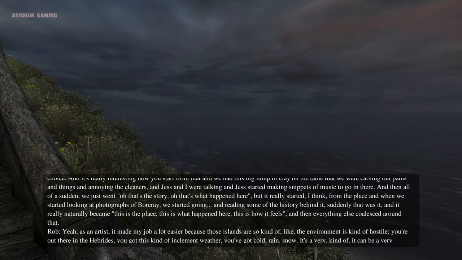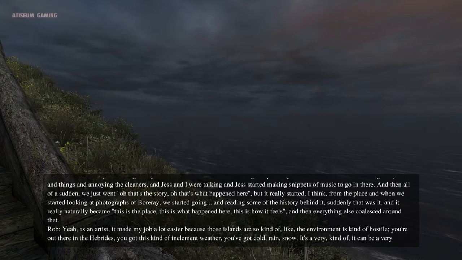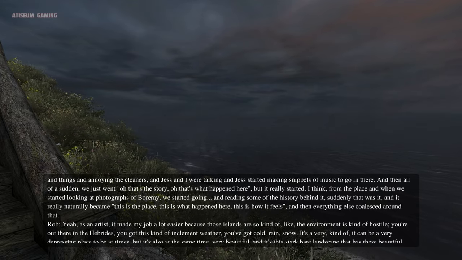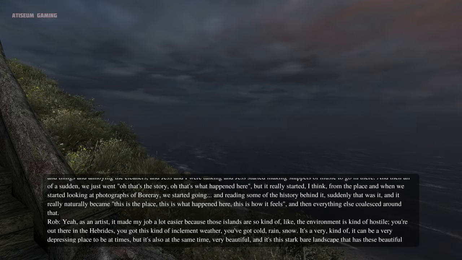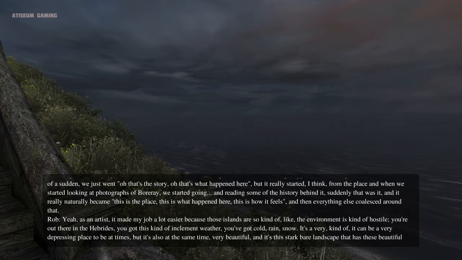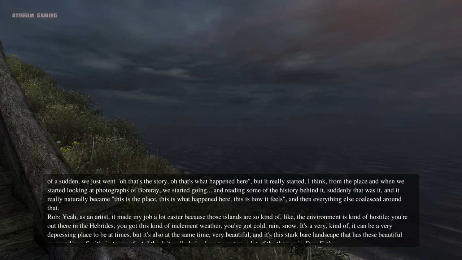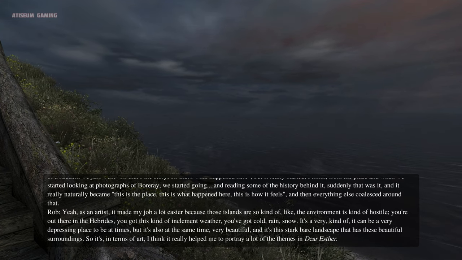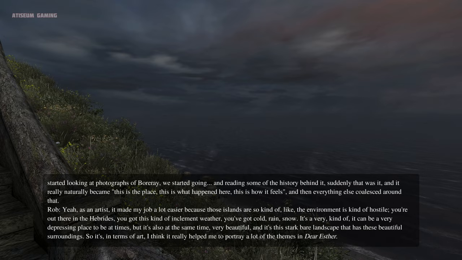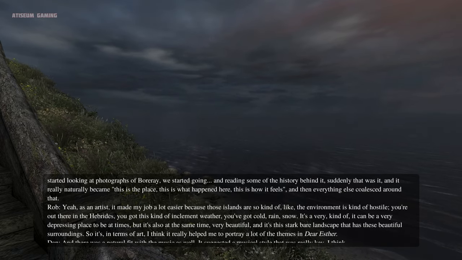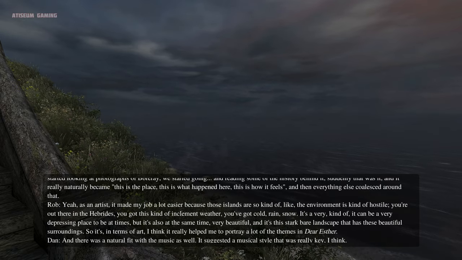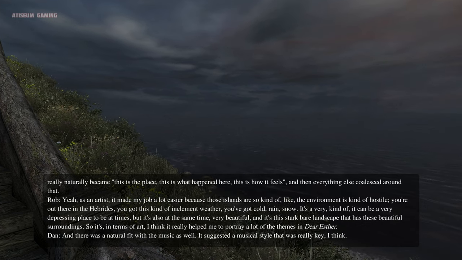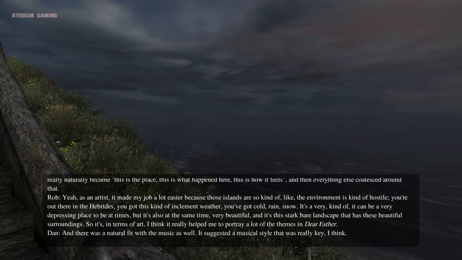Yeah, I think as an artist it made my job a lot easier, because those islands are so hostile. You're out there in the Hebrides, you've got this inclement weather, cold rain, snow, and it can be a very depressing place to be at times, but at the same time it's also very beautiful. It's this stark, bare landscape that has beautiful surroundings. So in terms of art, I think it really helped me to portray a lot of the themes in Dear Esther. And there was a natural fit with the music as well. It suggested a musical style, which was really key, I think.